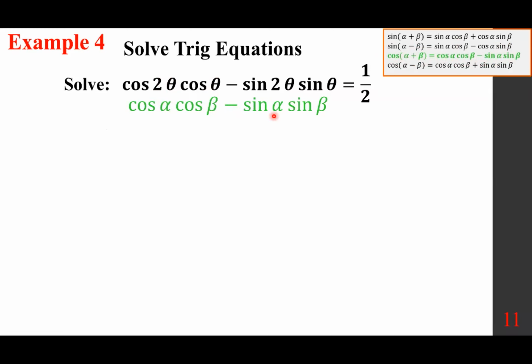Therefore, the left side is cosine of alpha plus beta. Cosine of alpha, 2 theta. Cosine of beta, the beta is theta. So cosine of 2 theta plus theta. So the left side is cosine of 3 theta, and that's 1/2.